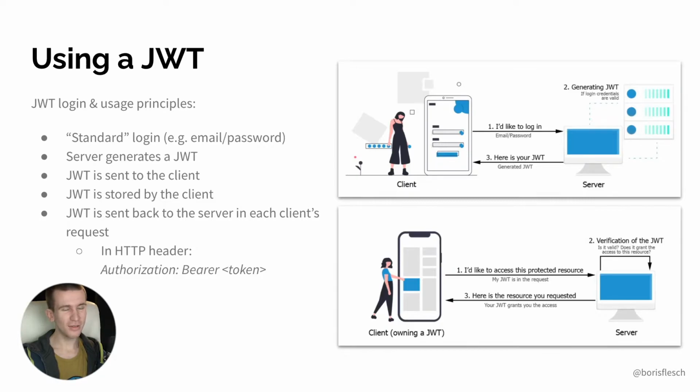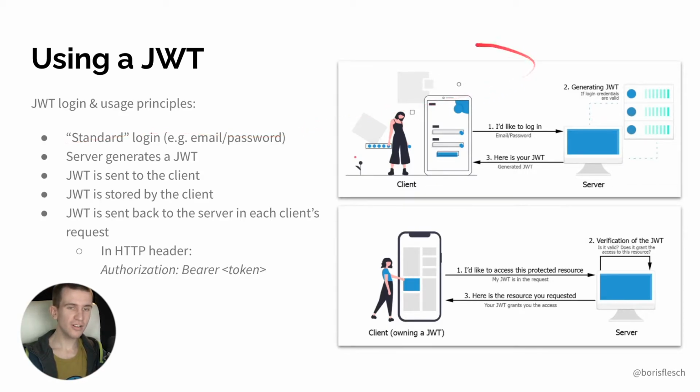Back to our JWT tokens then, because we talked a lot about the session principles, but that's very important to understand why these JWT tokens are so interesting. Well, the JWT token login and usage principles use a standard login, as you may do with an email and password from a user. But then the server, instead of storing information in its session, will generate a JWT token that it will send back to the client, and the client will store this token to then send it back to the server on every request. And this token is what will hold the information, the claims about the client session.